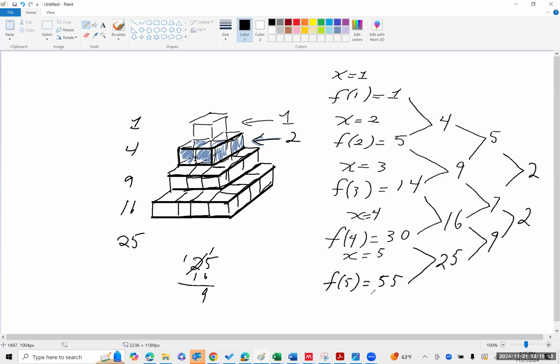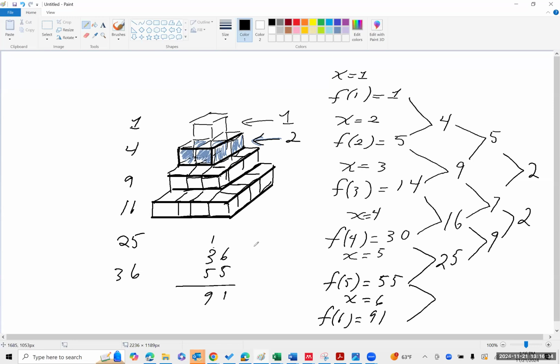We might as well do one more since we have some space, just to see if that happens consistently. So the next one is going to be 6. I'm not going to draw it. We can just use our understanding of the pattern. The next one is going to be 36, and I'm going to add 36 to the 55. So 36 and 55, I'm getting 91. So f of 6 is 91.